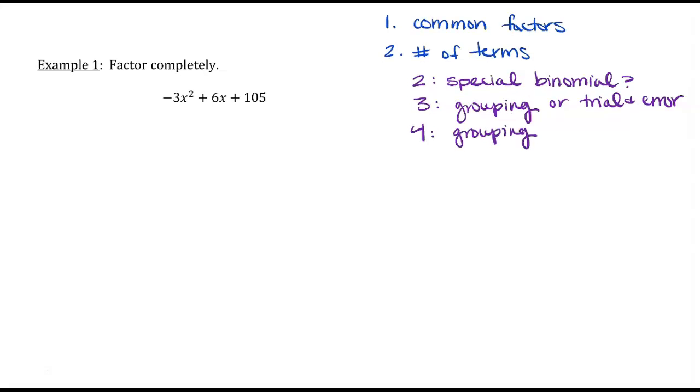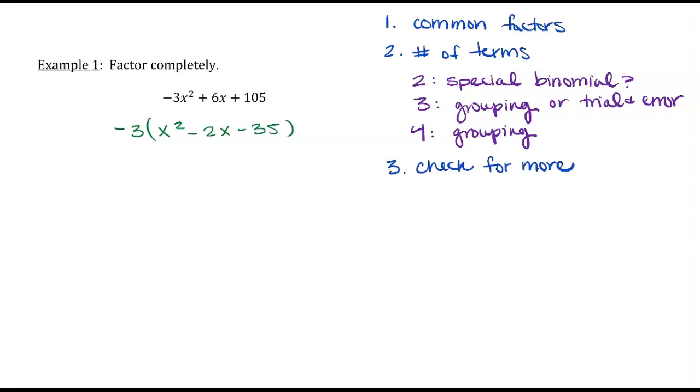After we've done an initial round of factoring, it's important to check to see if any of the factors can be factored further. Looking at this first example, we notice right away that there is a common factor of 3. I prefer to factor out -3 so that we're left with a positive x squared instead of a negative x squared. Factoring out this -3 leaves us with positive x squared minus 2x minus 35.